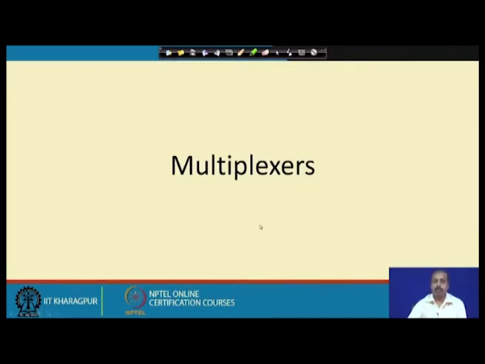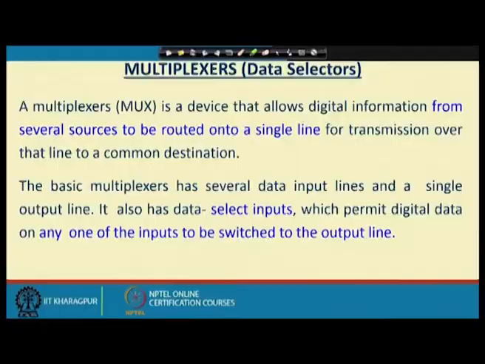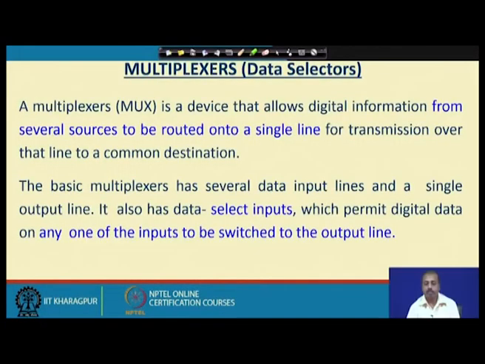Next, we look into another fundamental circuit element which is known as multiplexer. Multiplexers are also called a data selector. A multiplexer is a device that allows digital information from several sources to be routed onto a single line for transmission, or over that line to a common destination.